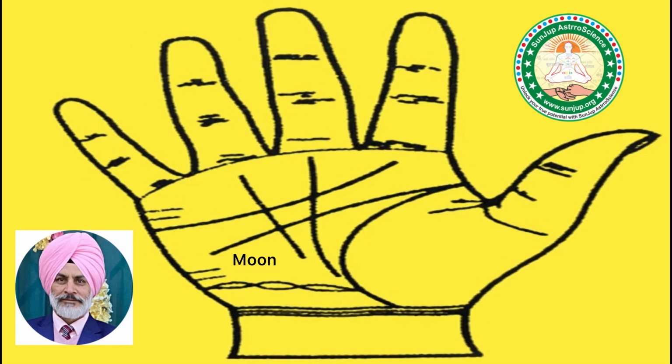Next is the chained travel line. The chained travel line is the unsuccessful story of foreign travel. These natives are prone to failure when they settle away from their birthplace. So such natives must take the advice of a palm reader before moving abroad.